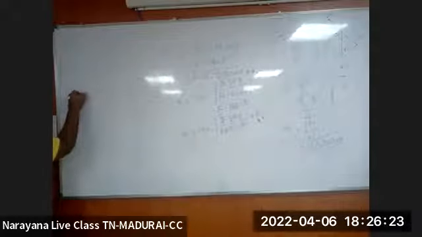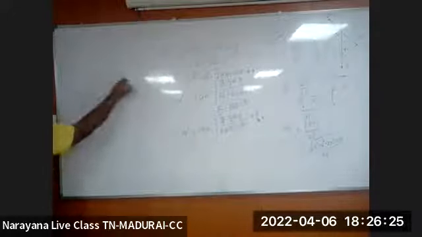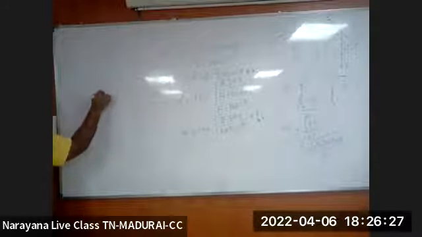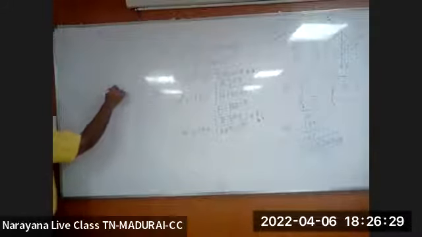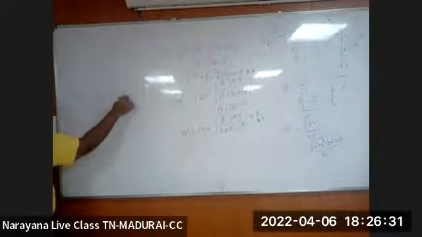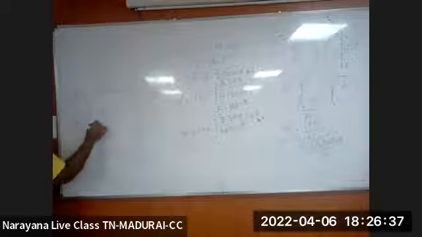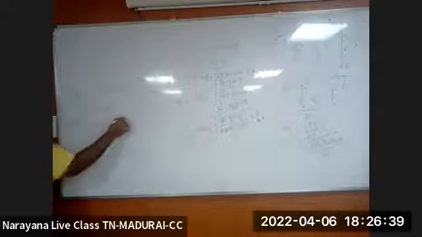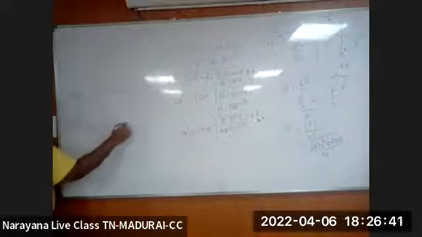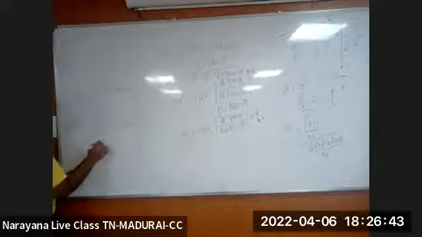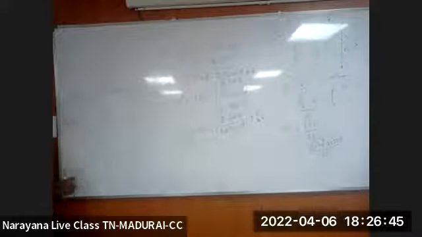So the magnitude of the acceleration equal to how much? Under root of 2v square minus 2v square cosine of theta, divided by the change in time taken. So the magnitude of the acceleration equal to how much? 2v square I can take common, and 1 minus cosine of theta, and whole divided by delta t.